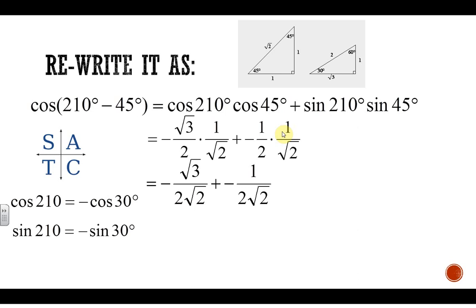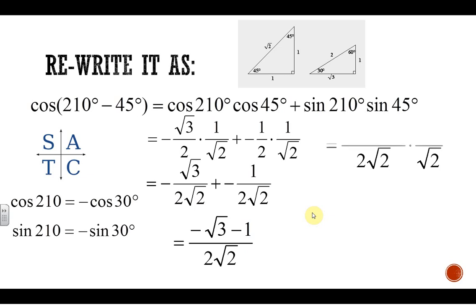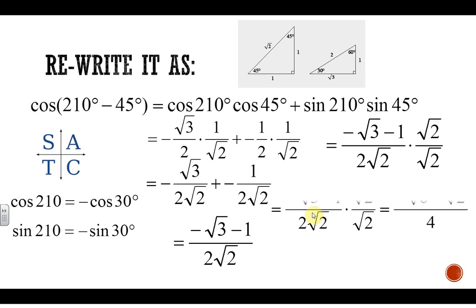So again, you have a common denominator, so you can combine them. And now be careful here. It's negative radical 3 minus 1. Clean it up. Be careful. That's not okay, so multiply by radical 2 on top and bottom. Here it comes. Distribute that. Negative radical 6 minus radical 2 after you distribute the radical 2 through, over 4.